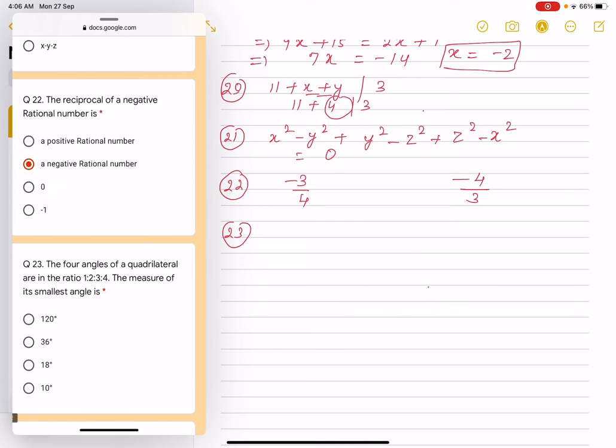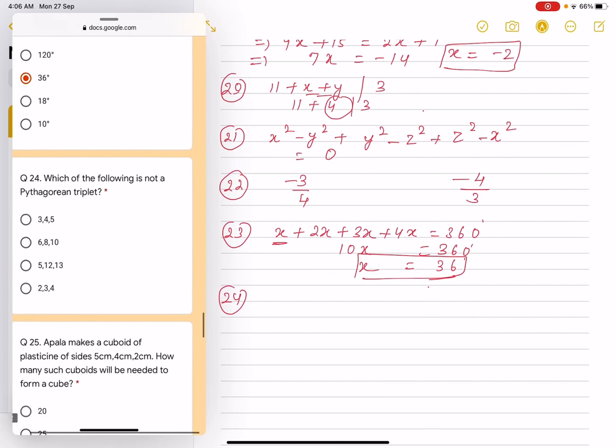4 angles. It is in the ratio 2x, 3x, 4x. Just add quickly. That is 360. 4, 3, 7, 2, 9, 10. 10x is 360, that is x is 36 degree. This option will be correct. So we have to find out smallest. So x only we have to find out, that is 36.